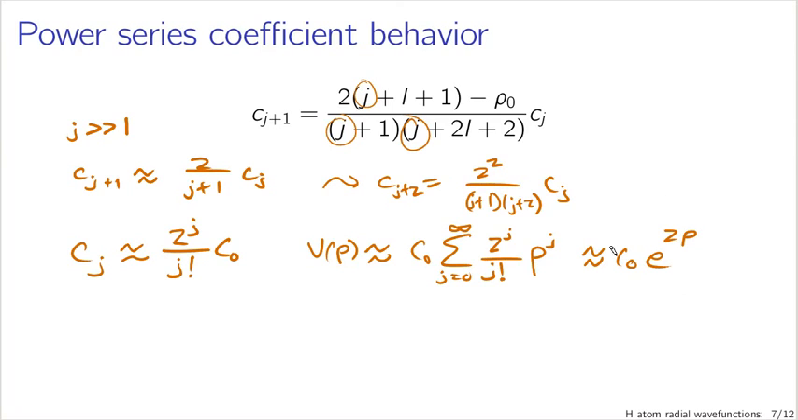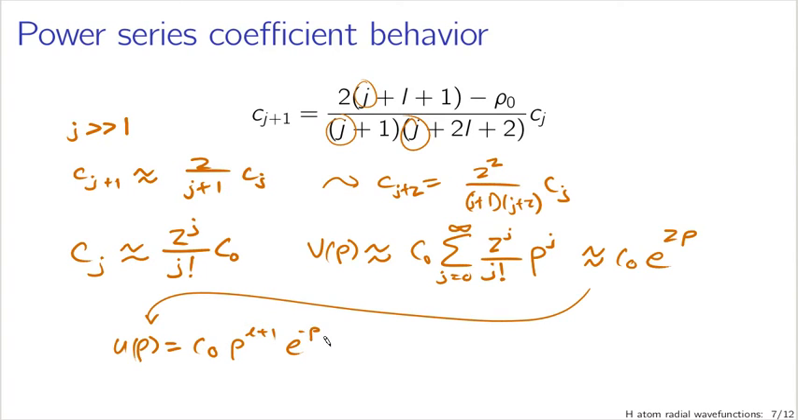What this means is that u of rho is equal to our c naught, rho to the l plus 1, e to the minus rho, e to the 2 rho. This was what we factored out before we made our power series approximation, our asymptotic forms, and now we've got e to the 2 rho back. So this is just going to give us e to the rho. This is in some sense expected, since we knew that we had an e to the rho sort of asymptotic behavior that we ruled out originally because it was not physically reasonable.